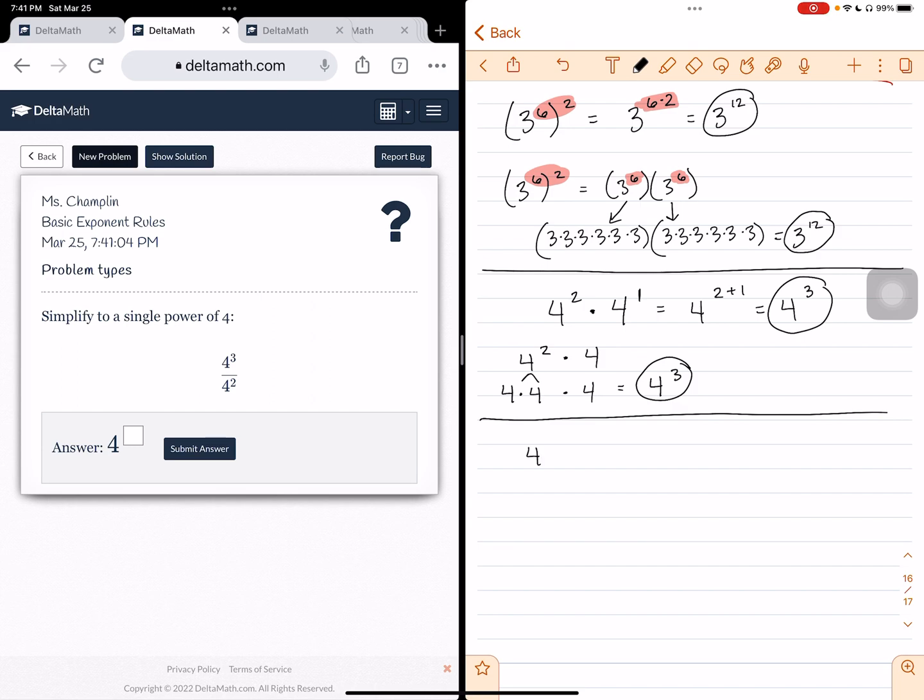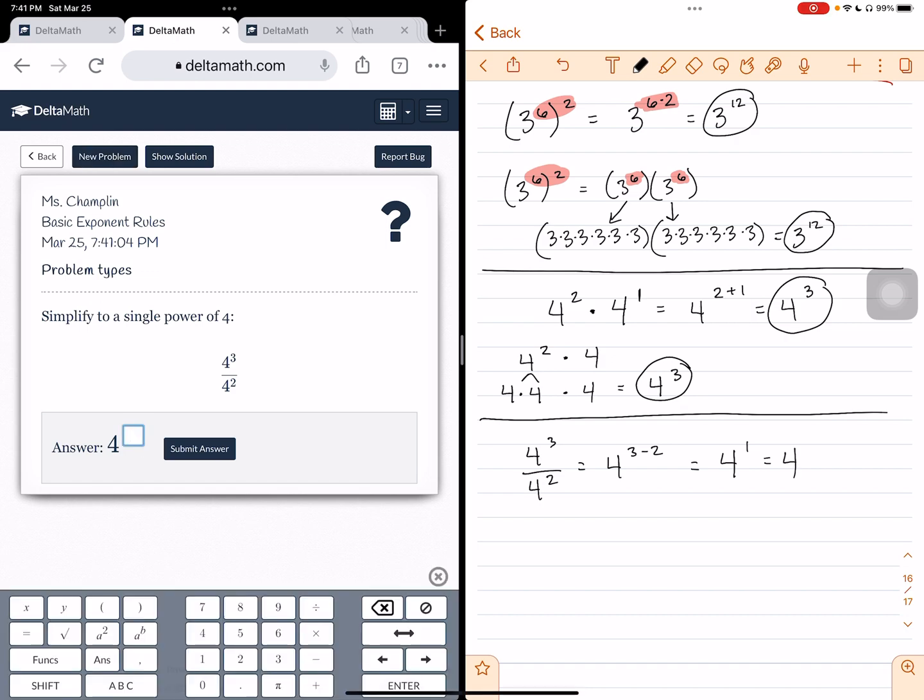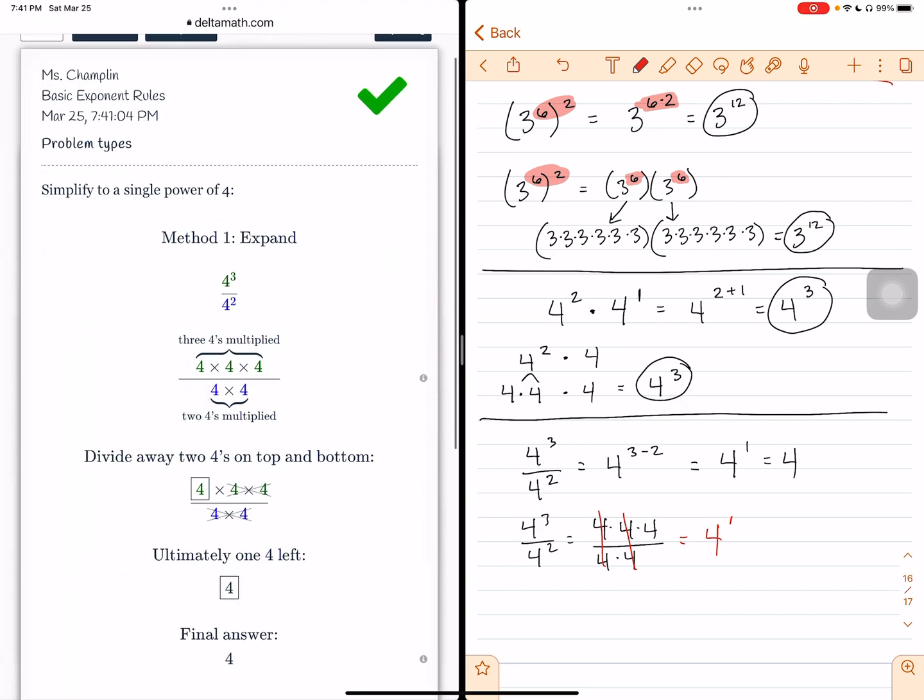So 4 to the third over 4 squared is the same as 4 to the 3 minus 2, which is 4 to the first, or just 4. Okay, but in this case, they'll want you guys to write down 4 to the first. Again, if I were to instead expand it, it's going to look like this here. And then you can cancel out things that divide out to 1. We just get 4. And anything that's just a number is always raised to the first power. So if you needed to put in an exponent, like for this problem in DeltaMath, that's what you would do.